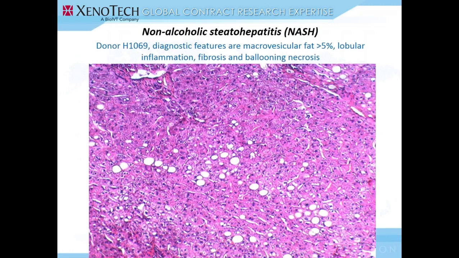This is an example of one of our donors, a donor with non-alcoholic steatohepatitis. Diagnostic features are, of course, macrovesicular fat above 5%, lobular inflammation, fibrosis, and ballooning necrosis. This donor is a 39-year-old male Caucasian, with a BMI of 62.7 and macrovesicular fat of about 25%, without diabetes or history of alcohol use.